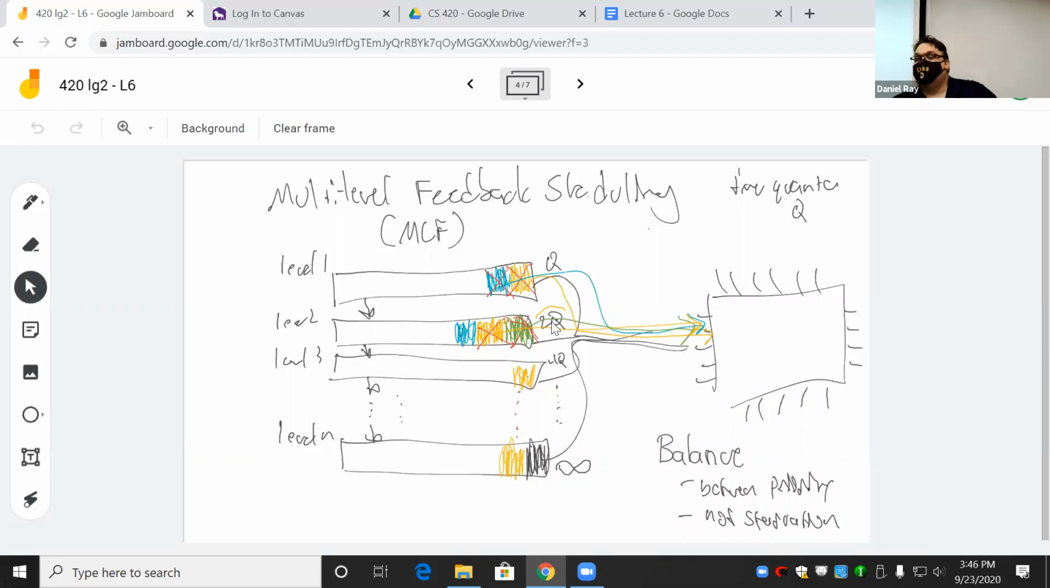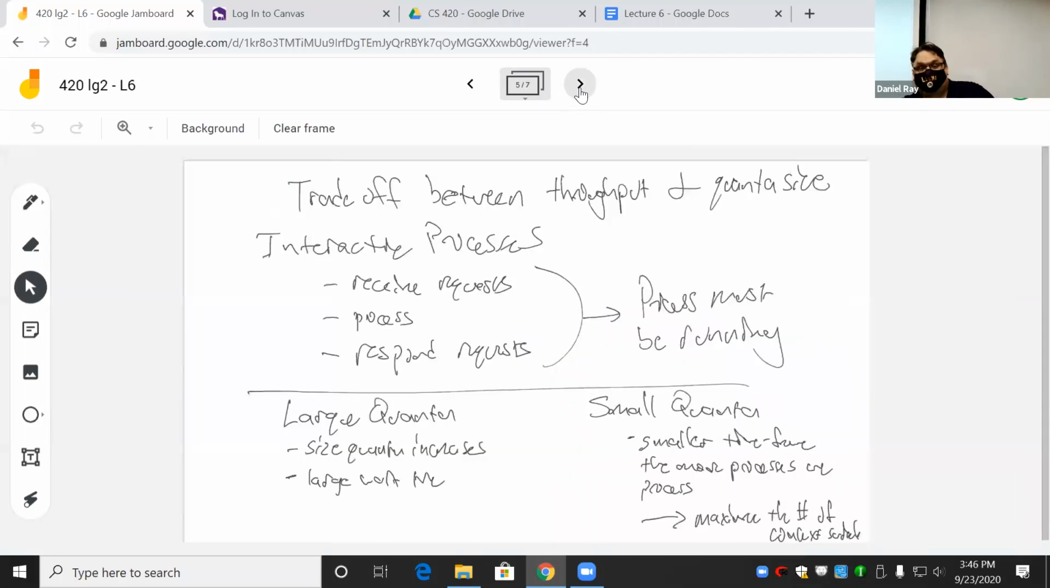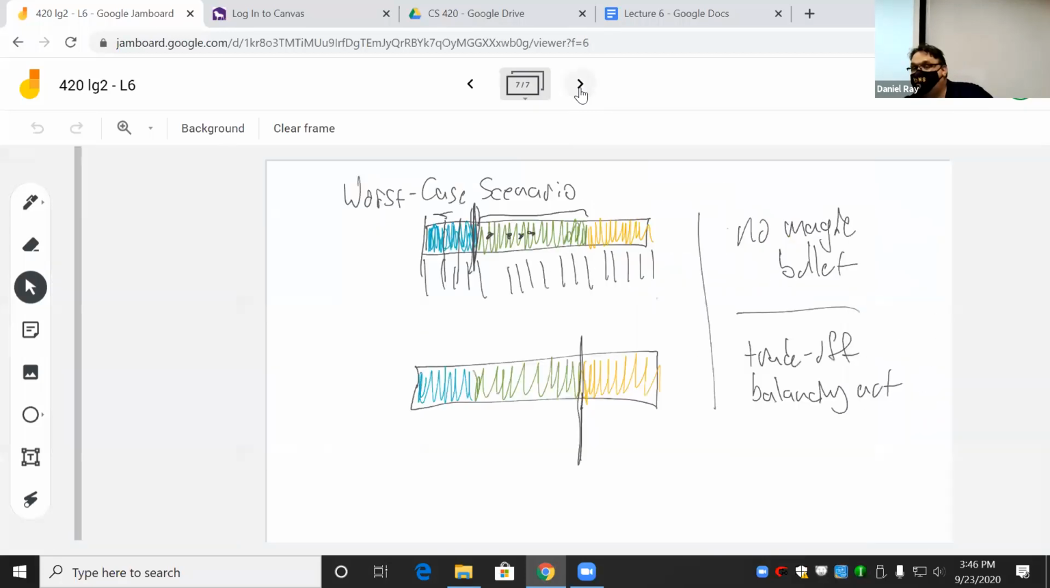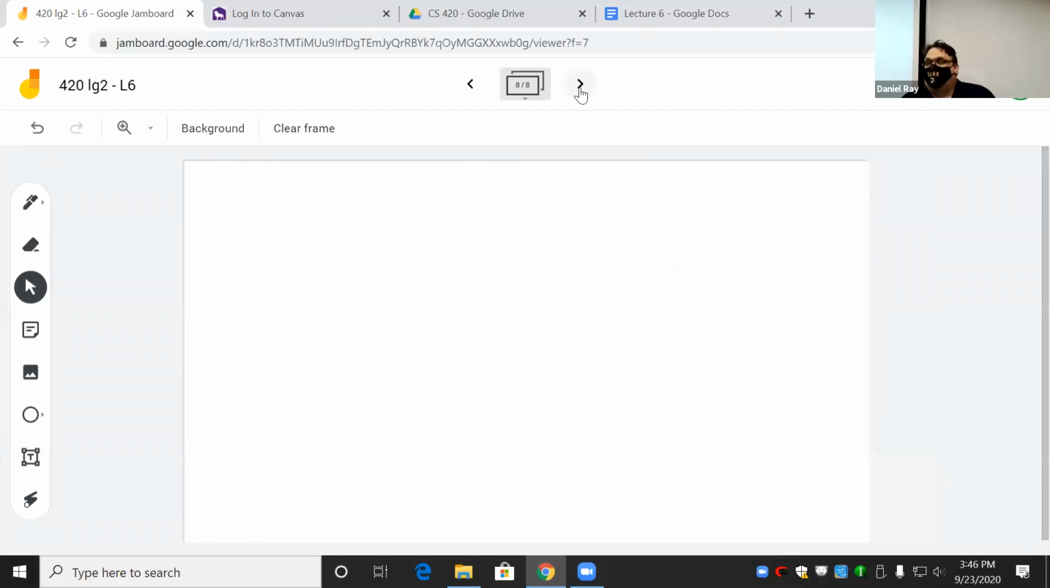Okay. Any questions about that? Either the algorithms that we talked about or the balance considerations that we have to make. Scheduling is used in Windows 10. Oh, that's a good question. I don't know.